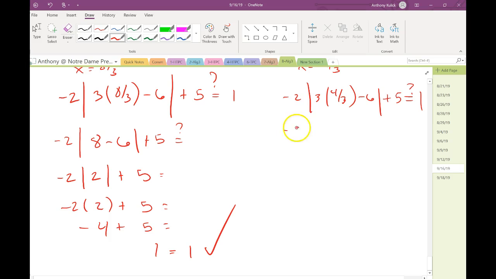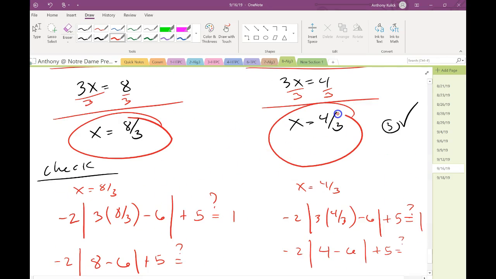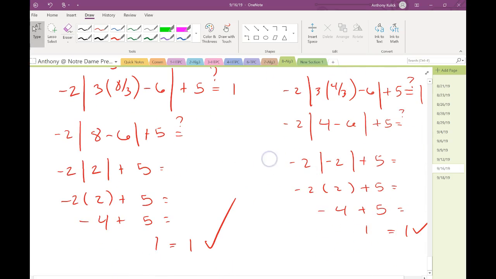We'll do the same thing now for the 4/3. So 3 times 4/3 is 4. And then 4 minus 6 is negative 2. Absolute value of negative 2 is positive 2. Negative 2 times positive 2 is negative 4. And negative 4 plus 5 is 1. So that one checks out as well. So that tells me that 4/3 is also one of my answers.